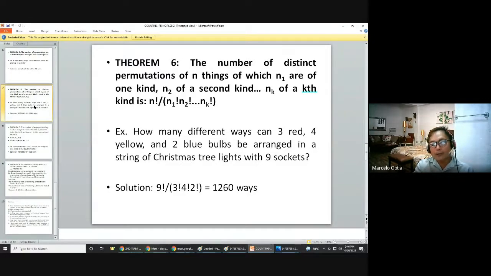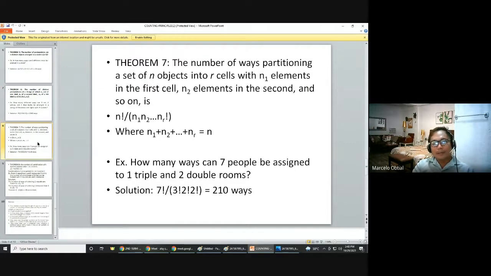No? Because you will remove that one below. Okay? You don't need to put 1 factorial. So in theorem number 7, when you add everything, it should equal 7. So, what is R? Okay, R means partition, no? Where you place them, like slots.